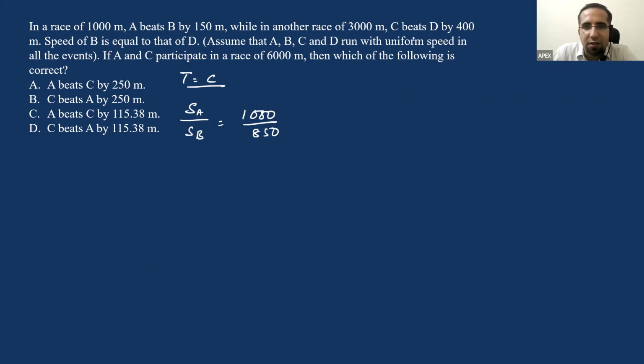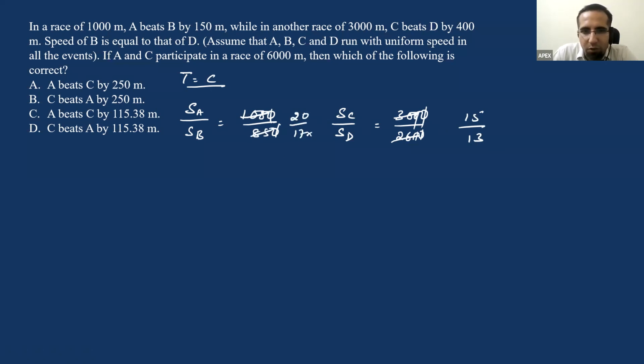While in another race, C beats D by 400. So S of C by S of D is equal to 3000 by 2600. 0 gets cancelled, 0 gets cancelled. Now speed of B is equal to speed of D. Let's simplify. What am I looking at? This is 15s and this is 13s. This is 520s and this is 517s.